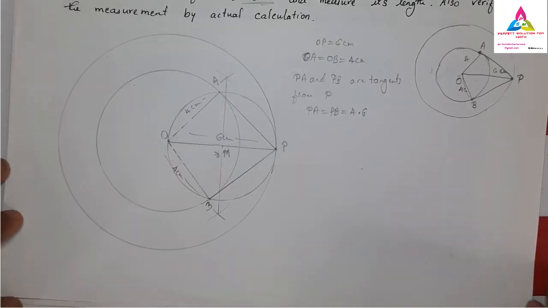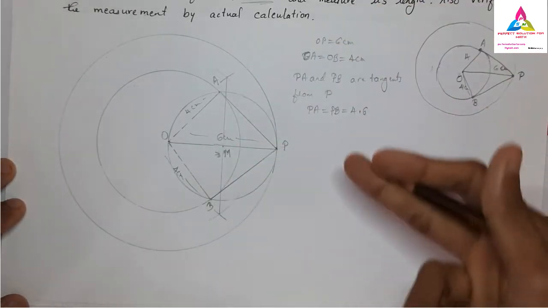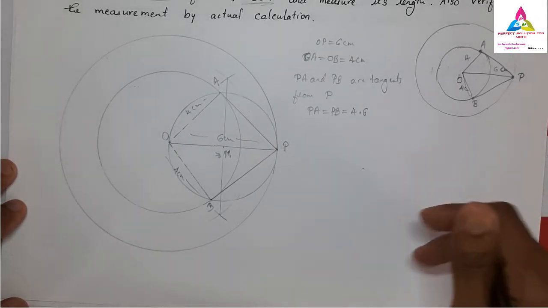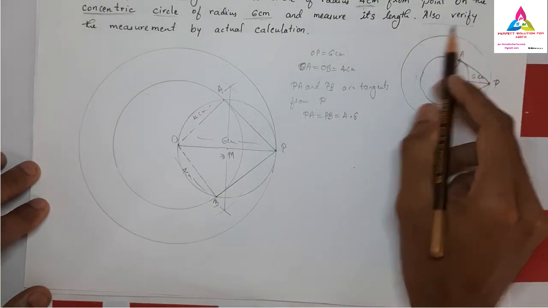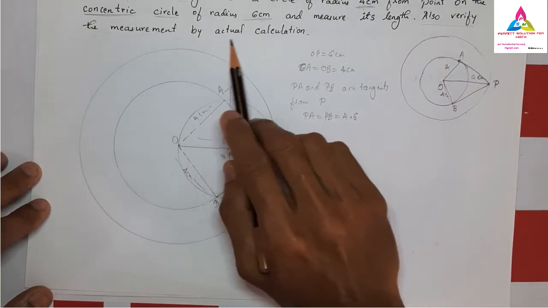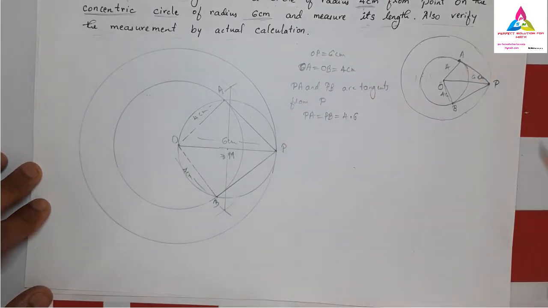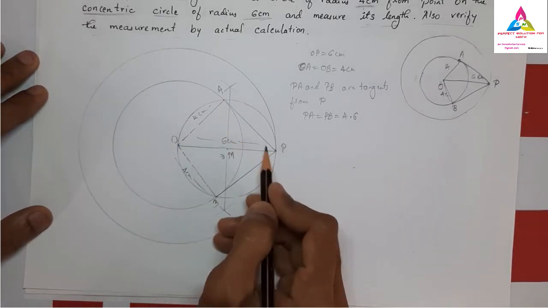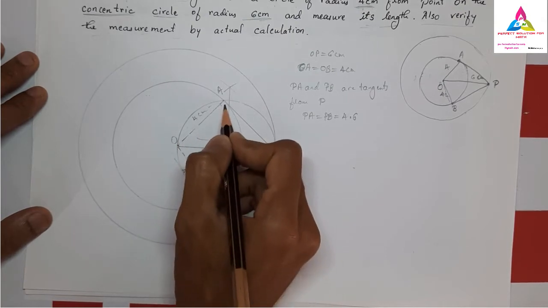The next important thing is, they have told this 4.6, now we have to measure it using calculation. We have to find it by using the calculation, because they have told in the question to also verify the measurement by the actual calculation. So its length we have directly written as 4.6; how to do this as a calculation? We will take this small triangle, and obviously in this triangle, angle A will be 90 degrees.